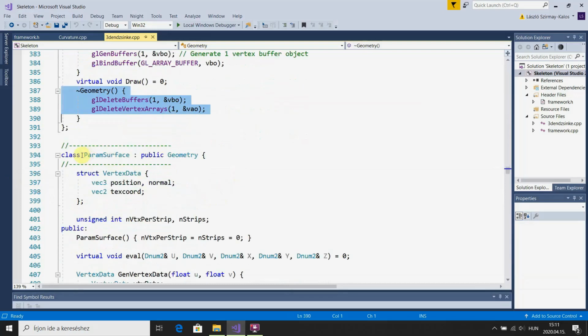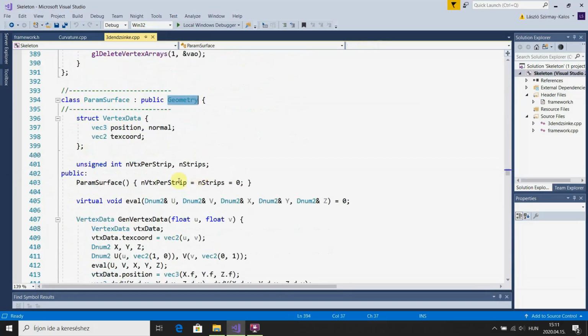One particular type is the parametric surface, which is derived from the general geometry. The parametric surface can be converted to a triangle mesh in a uniform way, so we consider the unit rectangle of the parameter space, define rows and columns of sample points, evaluate the parametric equation of the surface here, and also the derivatives, and compute the normal vector at these sample points, and store the information associated with a vertex in a structure called vertex data.